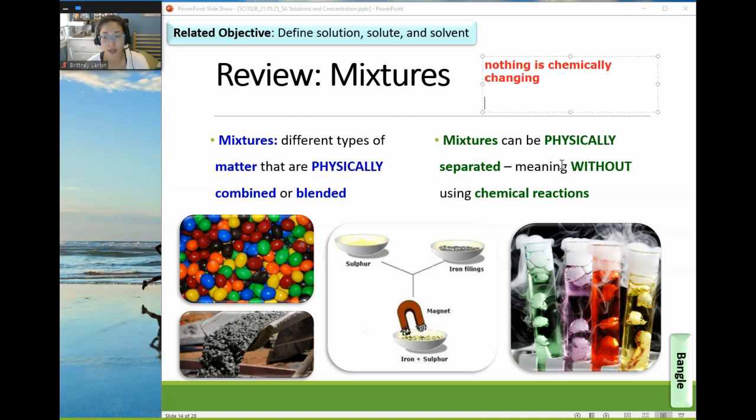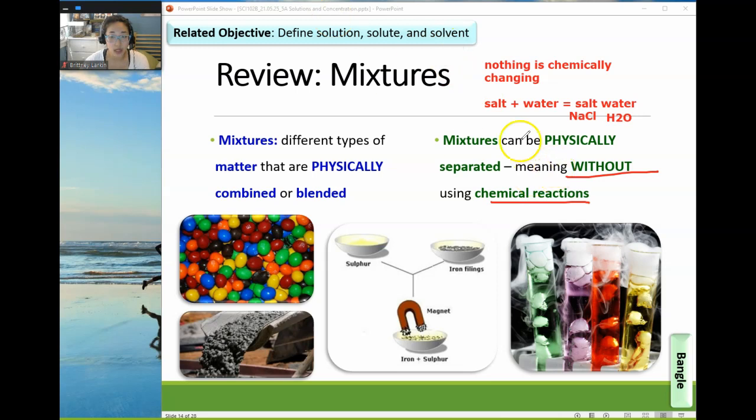So if I mix, for example, salt plus water, it's still going to be salt water, right? It's still just salt and water. At no point is there a chemical reaction, right? So without chemical reactions, there's nothing going on to change the identity of that water. The water is going to be H2O still, and the salt is still going to be sodium chloride, NaCl. So again, their identities are not chemically changing.